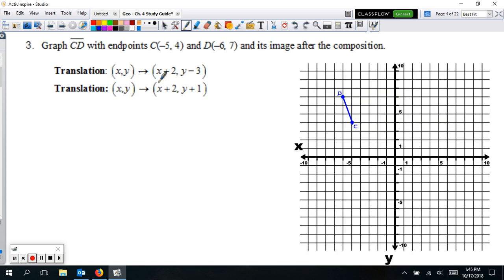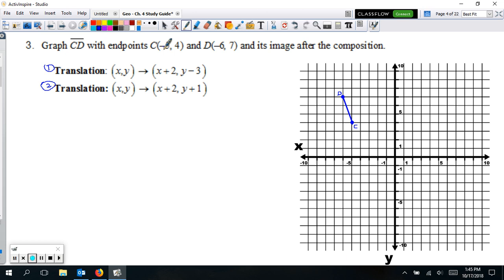Alright, number 3. We're going to graph CD, which I already graphed over here. Here's our segment CD. There are the endpoints, C at -5, 4, and D at -6, 7. We also want its image after the composition of 2 translations. We're going to take these points and plug them in for our first one. Here is translation number 1, then we're going to do translation number 2.